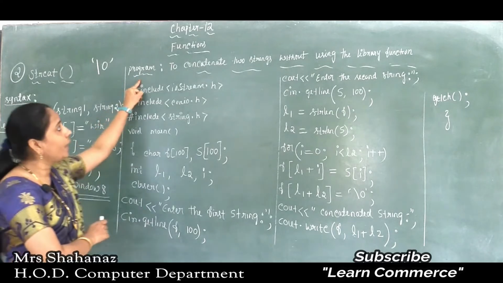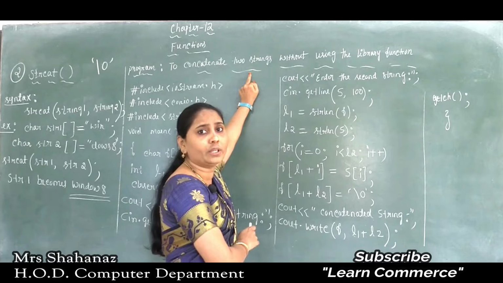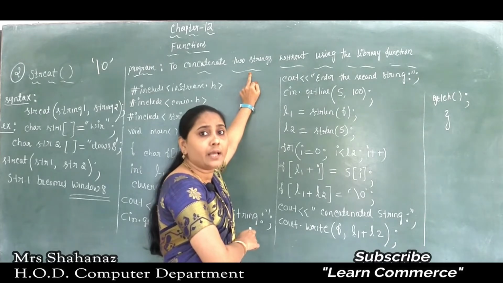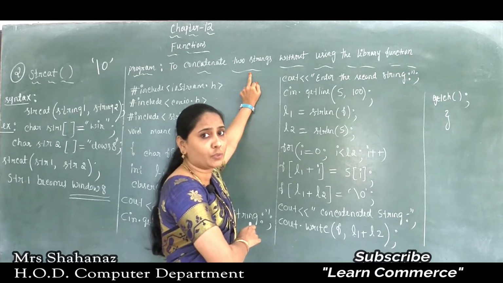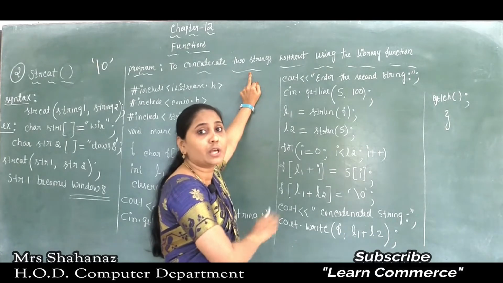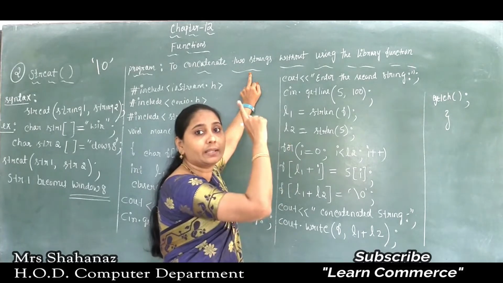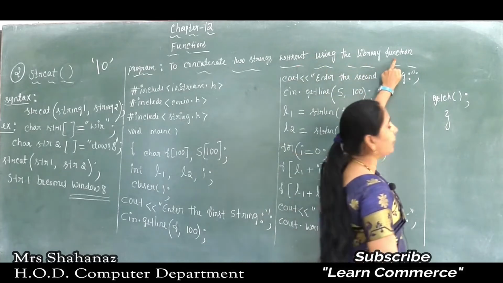So the program to concatenate two strings. Here there are two strings. As we know, with Strcat, just by using string 1 it's not possible to do the addition of two strings; here we need to use two strings, maybe string 1 and string 2, without using the library function.